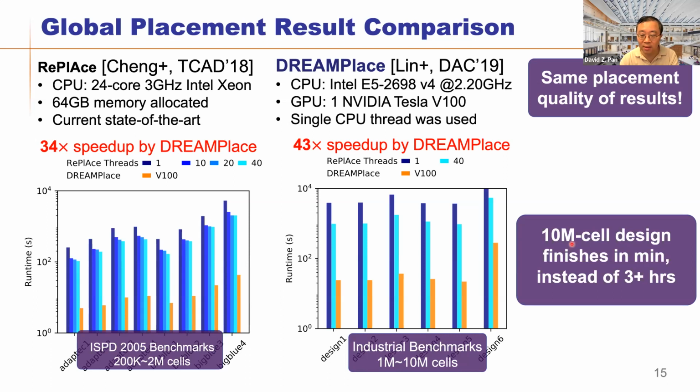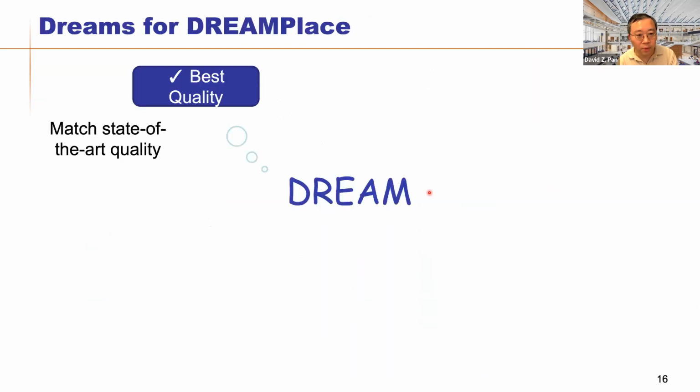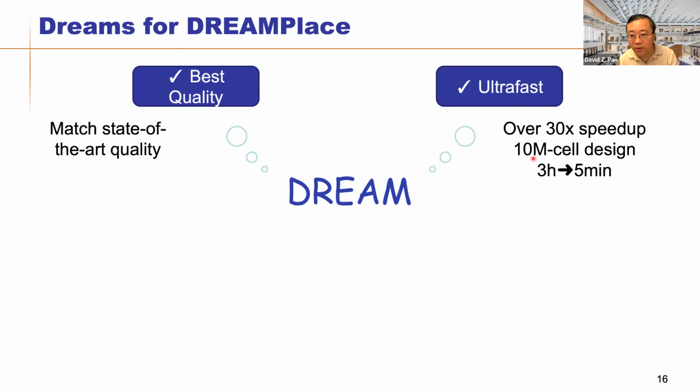of several hours, right? So as you can see, because the placement problem is such a fundamental problem, it's very important to have really fast runtime. So remember, when we started DREAMPlace, we had a bunch of dreams. We want to have the best quality of results. We want it to be really fast.